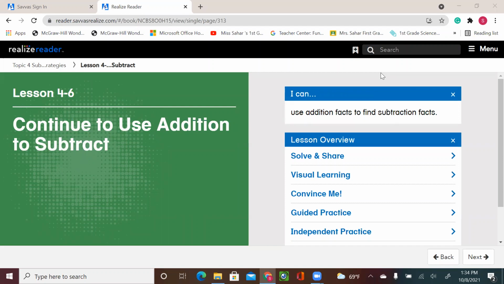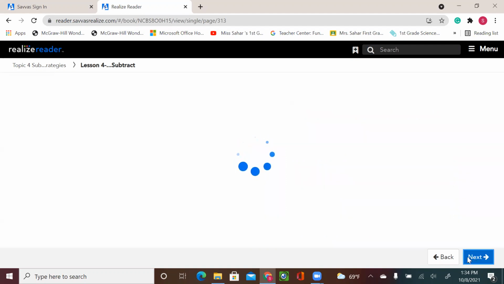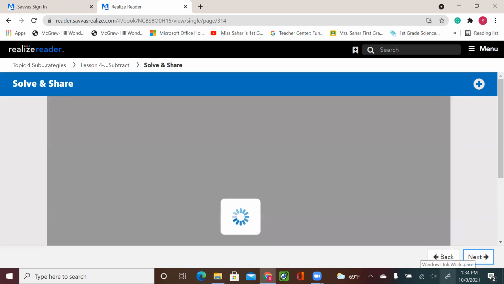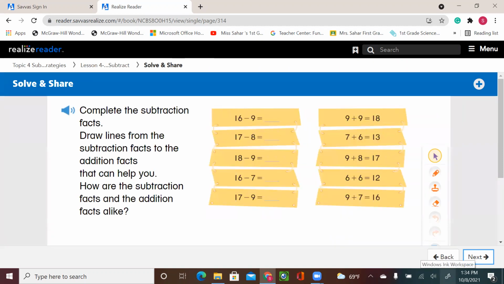Hello, first graders. Welcome to a new math lesson. We are still in topic 4, today's lesson, lesson 6. We're still going to have a little more activities using addition to subtract. So let's see what we have. Open your book, page 181. Complete the subtraction facts. Draw lines from the subtraction facts to the addition facts that can help you. How are the subtraction facts and the addition facts alike?